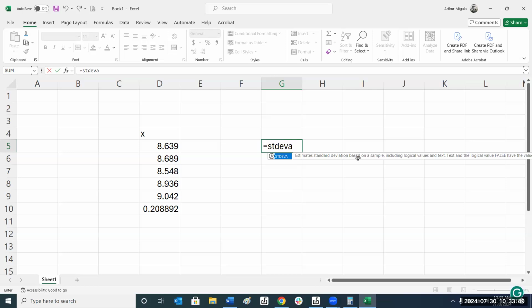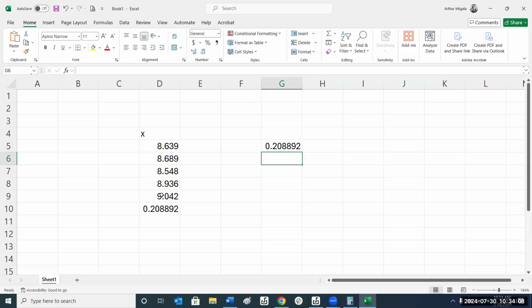Now, this one gives me how I would calculate it. So this one estimates standard deviation. I need to know from what data set, my beginning value, second value. So I highlight those, and then hit equals. So I type in the equal sign STDEVA, open parenthesis, and then I highlight these, and then I close parenthesis, hit equals.